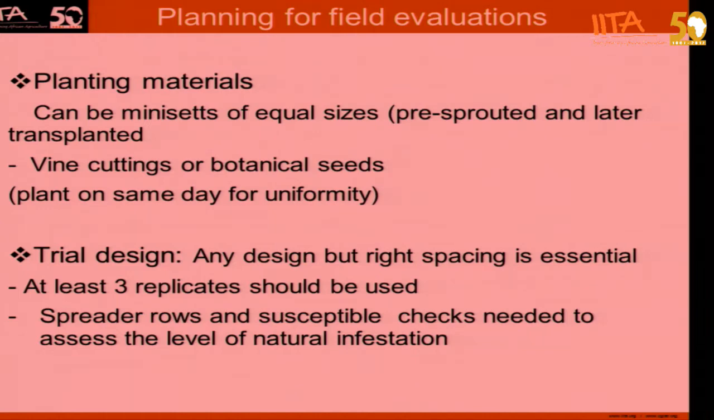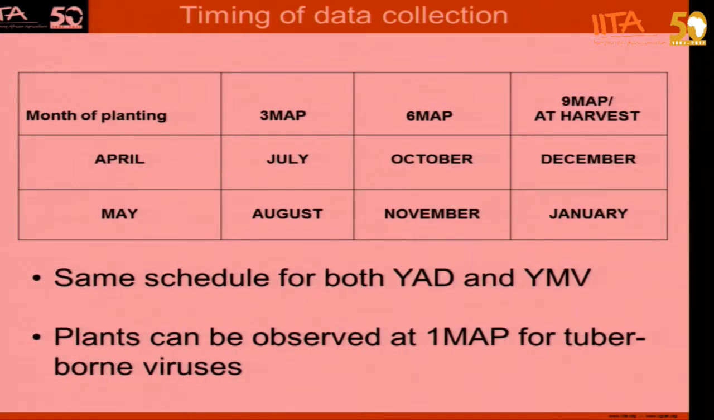Then you need spreader rows, that is susceptible checks that will be on the field that will be able to introduce the inoculum and also help to assess the level of the natural infestation, because as is the level of the infestation you see on the susceptible checks that will be able to tell you whether there is a right inoculum on the field. Another aspect of the planning is timing of data collection.